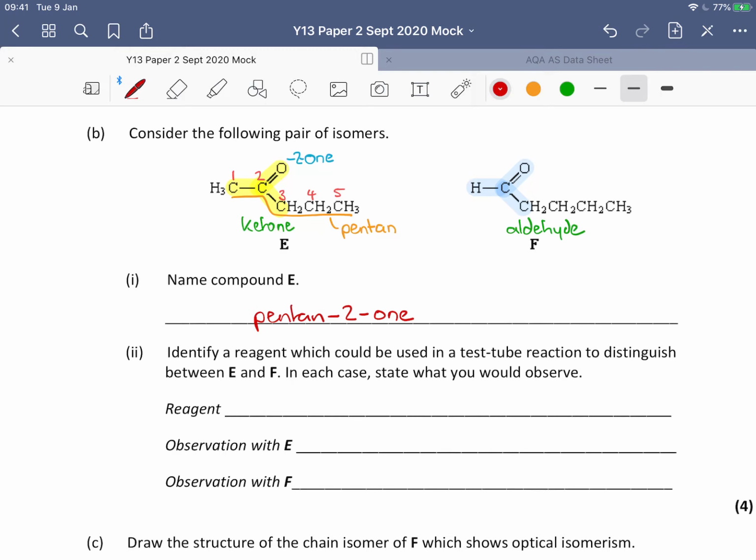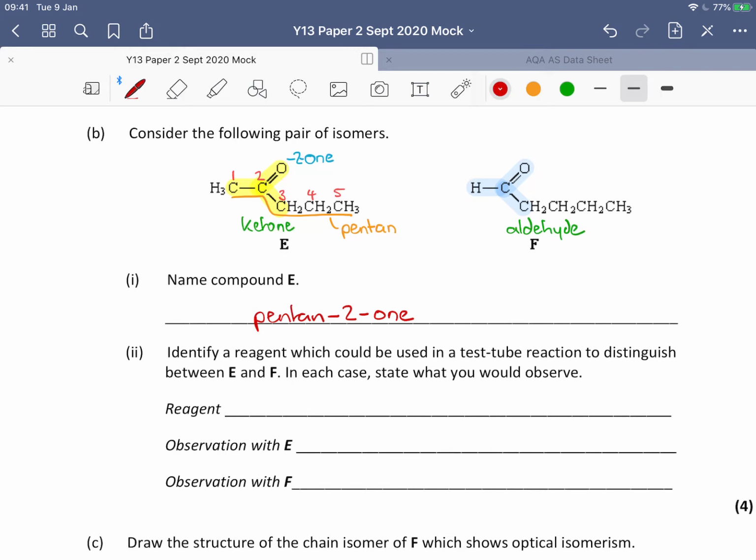And again, strategies: write the homologous series underneath the structure. Know straight away that it's a ketone. Know straight away that it's an aldehyde. Don't wait till it becomes relevant, because it will become relevant.